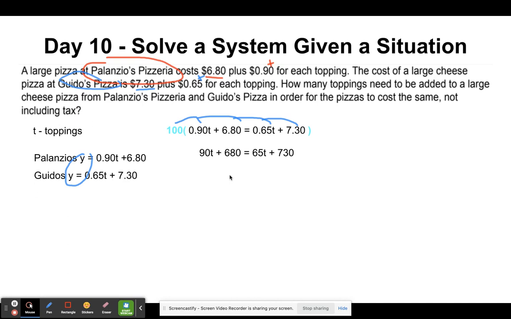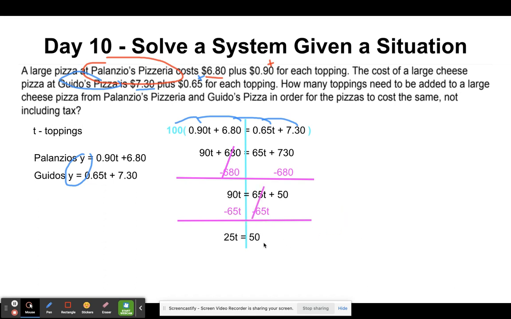Now first step, I'm going to set up my line down the middle. Then I'm going to subtract 680 from both sides because I want to get t by itself. So eliminate that, and then 730 minus 680 gives us 50 on this side. Then I want to bring the t's over here, so I want to subtract 65t on both sides. You guys can always pause the video if I'm going too fast. Now I subtract 65t from both sides and I get 25t equals 50. Now divide both sides by 25, and I get t equals 2.